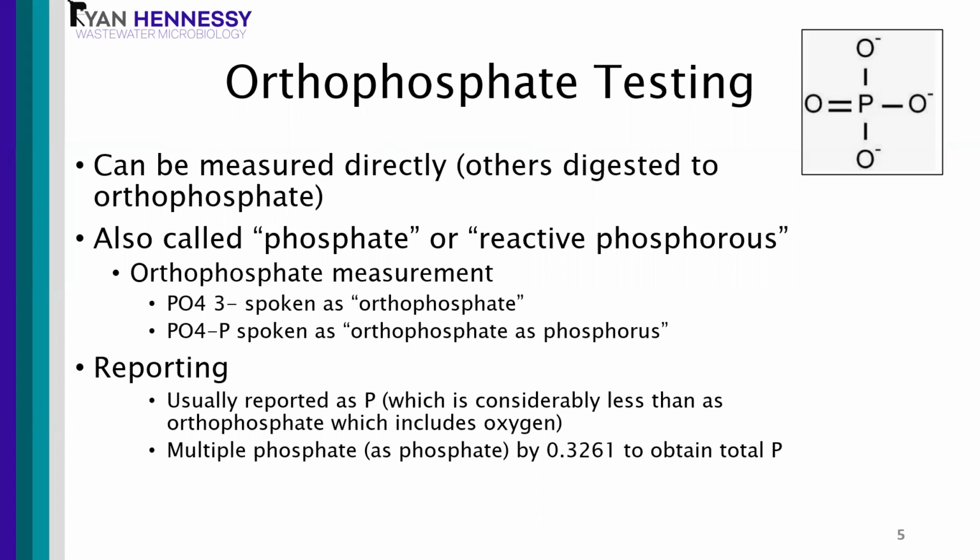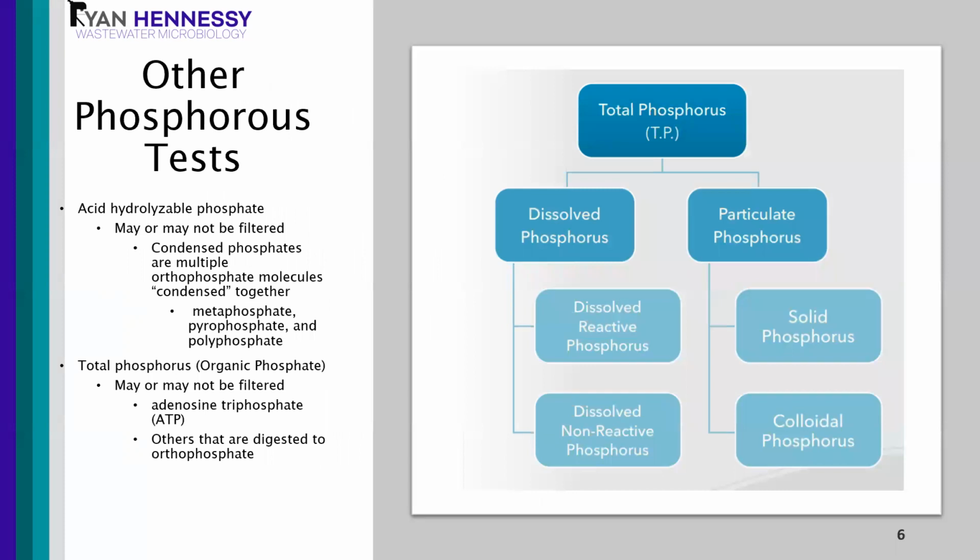So if you have a spectrophotometer or any testing equipment like that, it's very important to make sure that you know what form of phosphate you're testing for, and you also are reporting it in the form that's called for. So very often the testing equipment is going to report as orthophosphate, and you may need to convert that because most limits are going to be phosphorus reported as P. So there's some other tests for phosphorus.